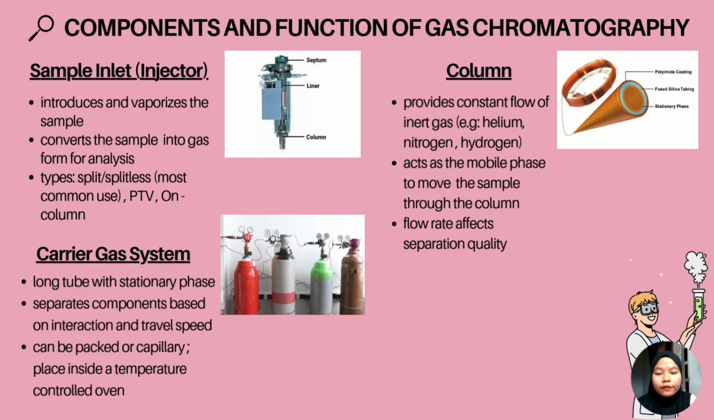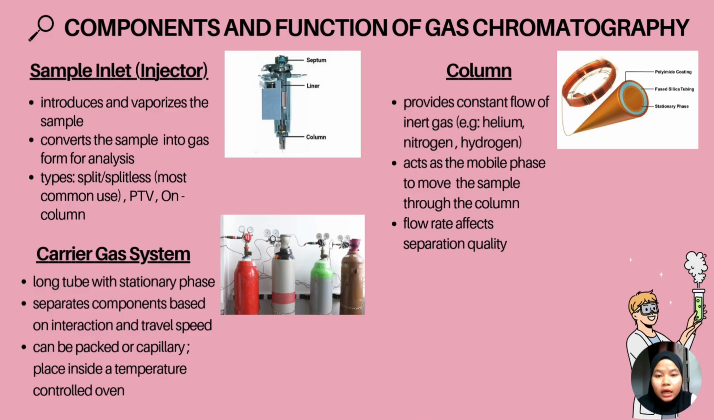Next, we have the carrier gas system. The carrier gas is an inert gas such as helium, nitrogen, or hydrogen. Its function is to carry the vaporized sample through the column. Because the gas is inert, it does not react with the sample. A constant and controlled flow of the carrier gas is very important because it affects the speed of analysis and the quality of separation. Then the column is a long tube that contains a stationary phase.